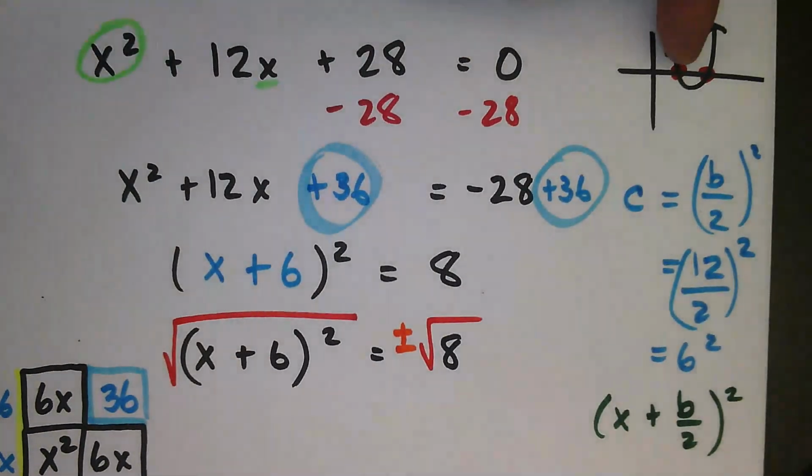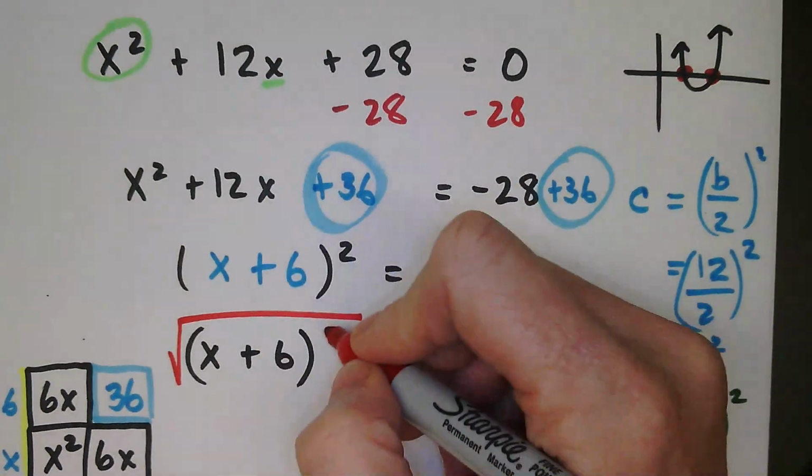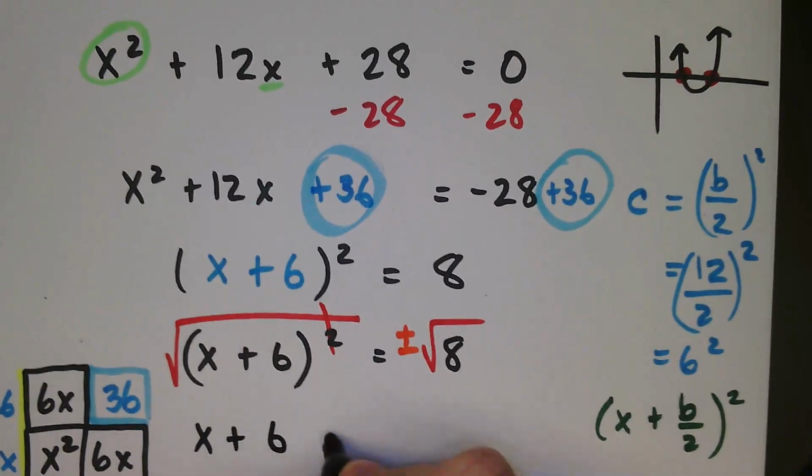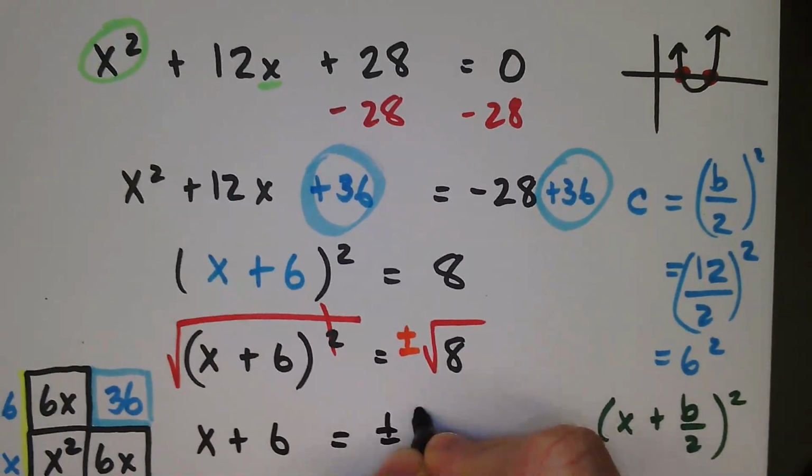And that actually makes sense if we think about it visually, right? We can have 2 x-intercepts, so I want to have 2 answers. Over here, these cancel out. That's what I want to have happen. So I'm left with x plus 6, and that equals the plus or minus square root of 8.